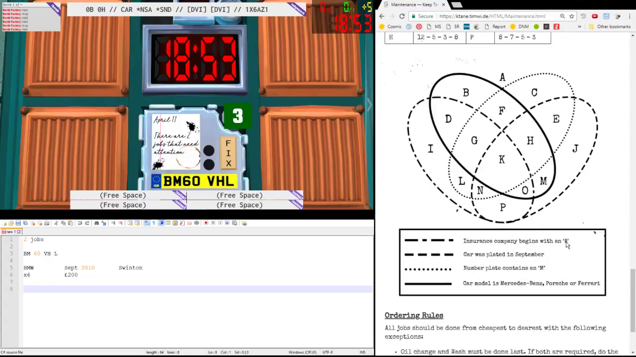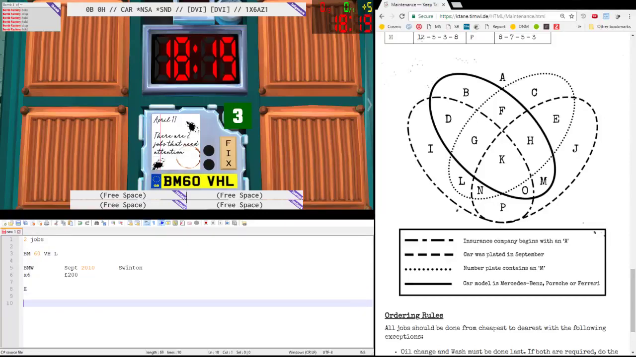Venn diagram. Insurance begins with an A. No. Car was plated in September. Yes. So we are going to look at this section. Number plate contains an M. A Mike. Yes, it does have an M. All BMWs are going to. So this section is also true. Car model Mercedes, Porsche, Ferrari. That's false. So we're looking at the normal dotted and the normal lined, which gives us an E.